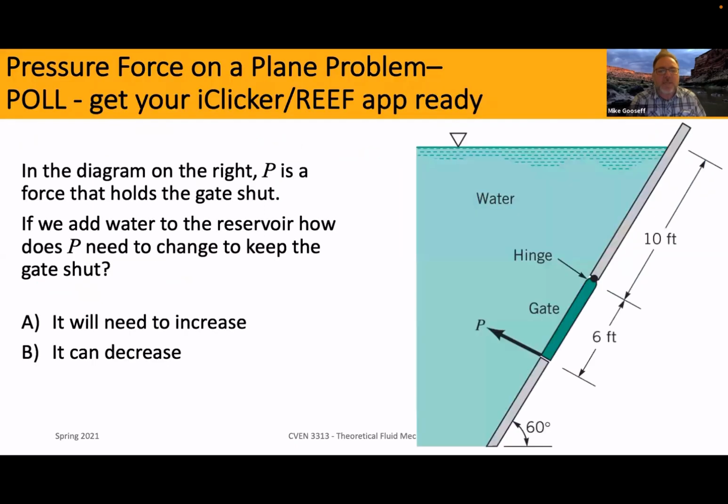All right, so the next slide here. We have a system that we've seen before. The question is, in the diagram on the right, P is a force that holds the gate shut. If we add water to the reservoir, in other words, we increase the depth here, and the gate gets further and further down, or deeper and deeper, will P need to increase or decrease to keep the gate shut? The answers you're looking for are A or B here.